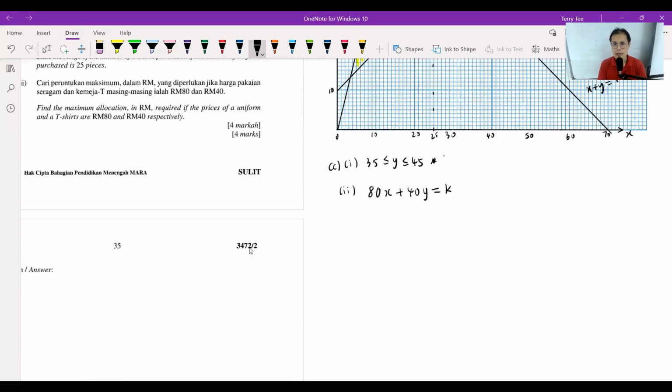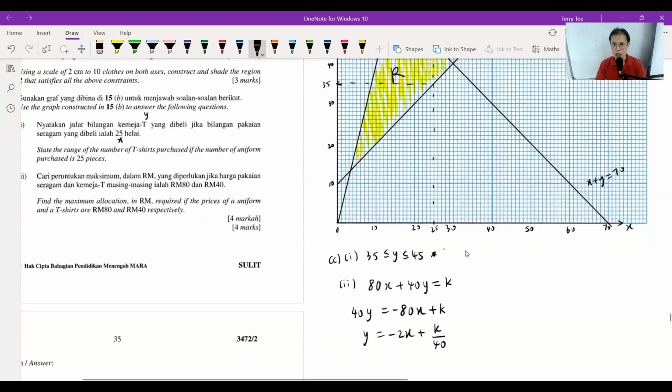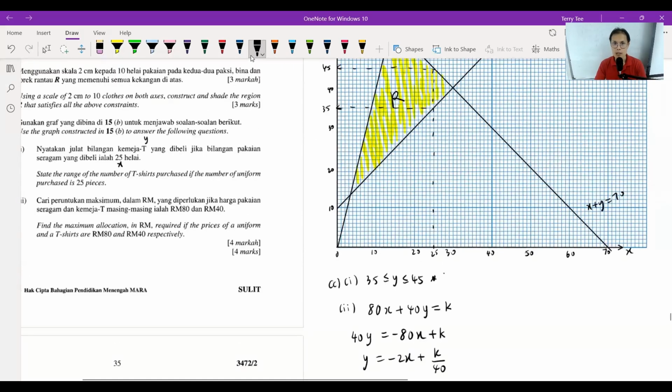So to draw this objective function, let's make y the subject: y equals negative 80x plus k, divided by 40, negative 2x plus k over 40. So this is a straight line with a gradient of negative 2. Y-intercept is k over 40. But when you draw a straight line with gradient negative 2, I'm going to use a blue pen. Usually we use a dotted line. Or maybe I use a purple line. Don't want to use blue, blue would be the same as the background.